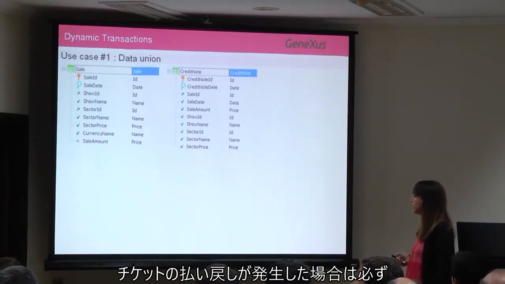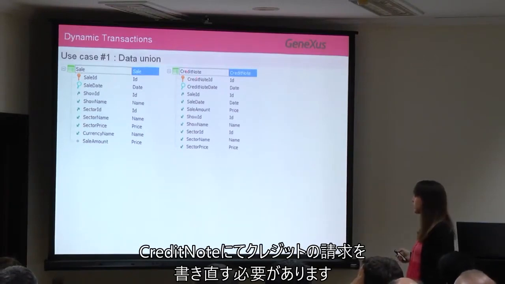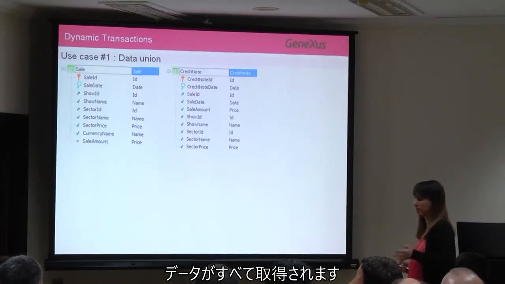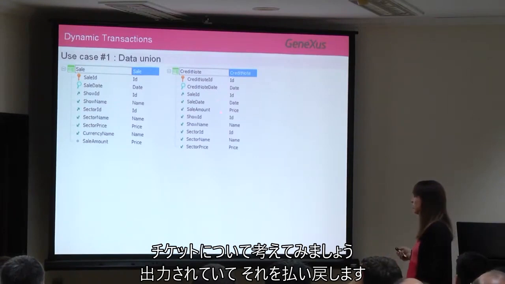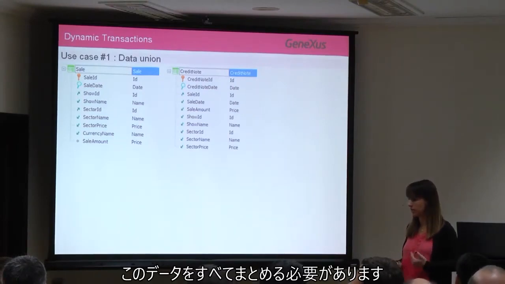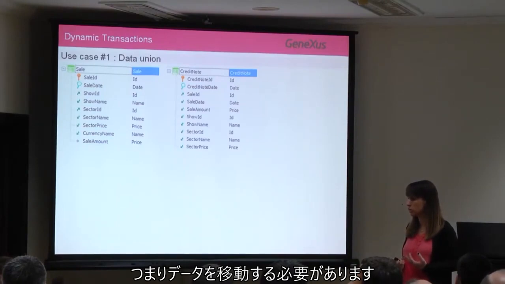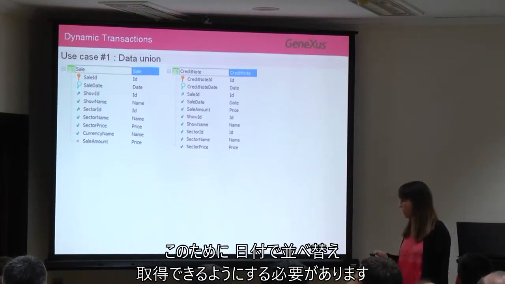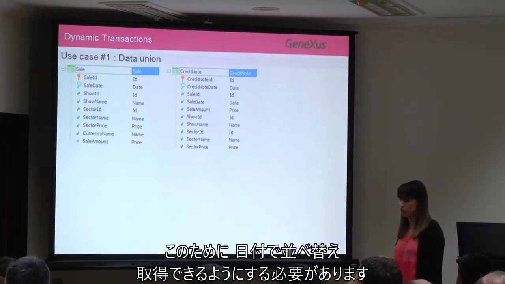Now, whenever there is a return of a ticket, then you have to write out a bill of credit. So there you have an identifier, a date, and you simply indicate the ID of the sale. So all the data is brought in, and let's suppose it's on the ticket, it's printed, and so you are returning it. Now, we have to have all this data together. This is a movement concept, and we want to have all that together. To that end, you want to print them ordered by date.